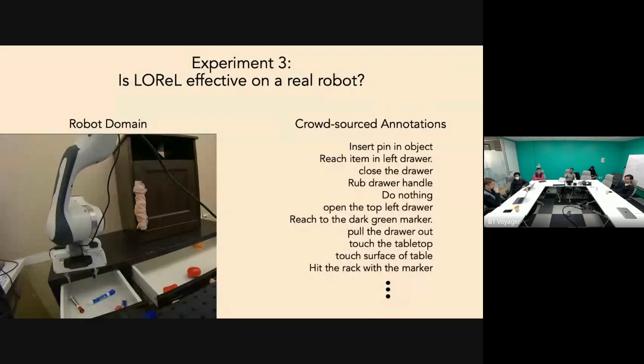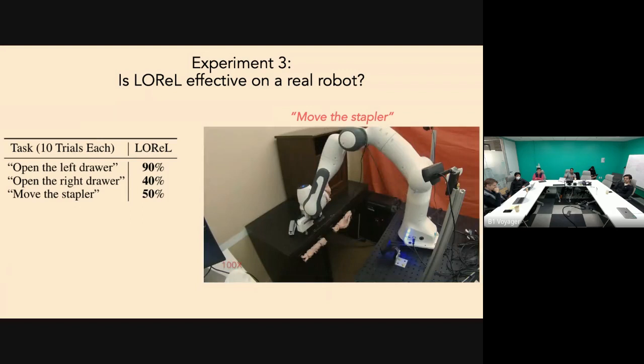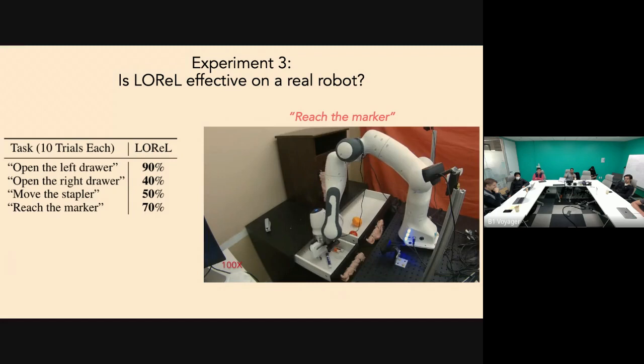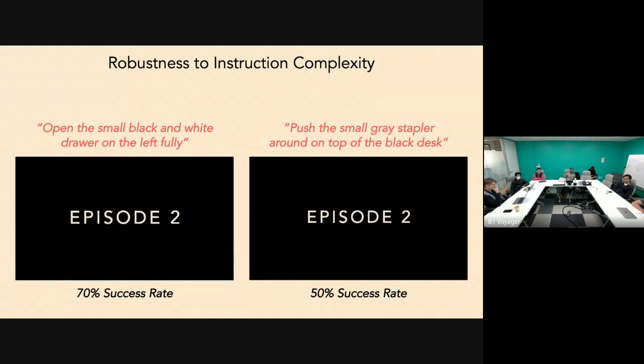Basically, we deploy our method on this data, and we're able to do these tasks. We can command the robot to open the left drawer, open the right drawer, move the stapler, reach to the markers, or reach to the cabinet. These are the five target tasks we evaluated on, with an overall average success rate of 66% over these tasks. And then lastly, like we did in simulation, we have some robustness to the complexity of the instruction itself, right?